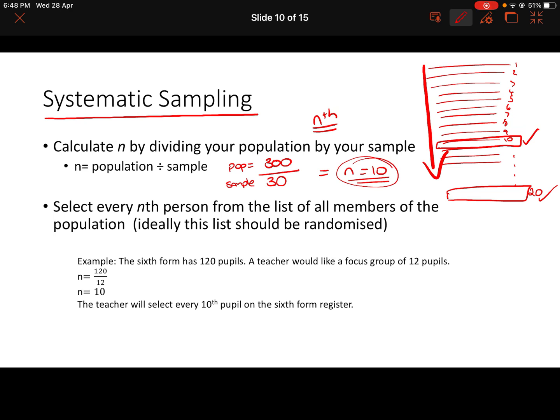So another example here. A sixth form has 120 pupils, and we would like to form a focus group of 12. So we're going to take our population and divide it by our sample to determine n. We're then going to get our sixth form register, our list. Ideally, this is randomized, and we're going to select every 10th pupil from that list.